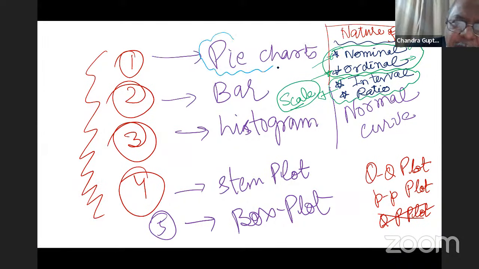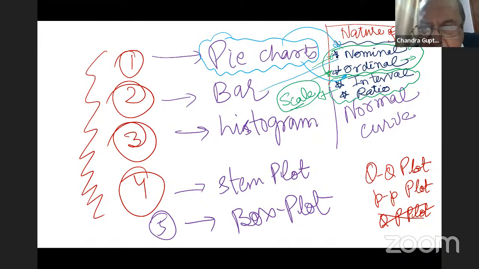Can I prepare a pie chart for the scale data? Nominal and ordinal. I cannot prepare a pie chart for the scale data. Similarly, a bar chart will be prepared for nominal and ordinal. Histogram.